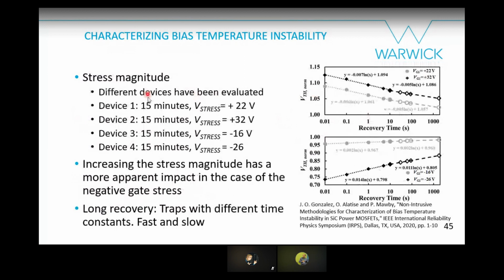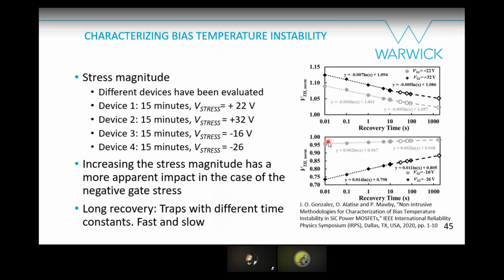We also evaluated the stress magnitude. So we selected different devices. We have 4 different devices, and we applied a 15-minute stress of 22 volts and 32 volts, -16 volts and -26 volts. Just to evaluate, okay, if I increase the stress, I increase the shift. So you can see that in the positive stress, increasing the stress increases the shift, and then it recovers. Recovery looks like it's not affected in the positive stress. There's a change of slope. Already you have fast traps and slow traps that contribute to the threshold voltage.